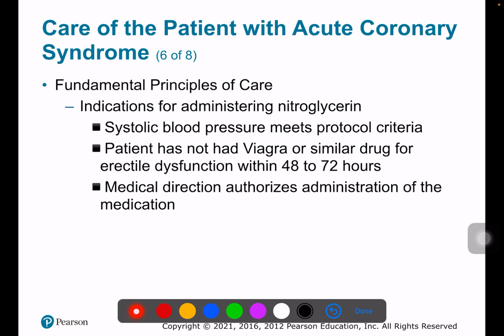Fair enough? And then the other one is the patient has not had Viagra. So when you ask them about Viagra, the timeline is 48 to 72 hours, as you see there. So if they've had it yesterday and they're having chest pain today, you're not going to give nitro either. So just some things to look at.